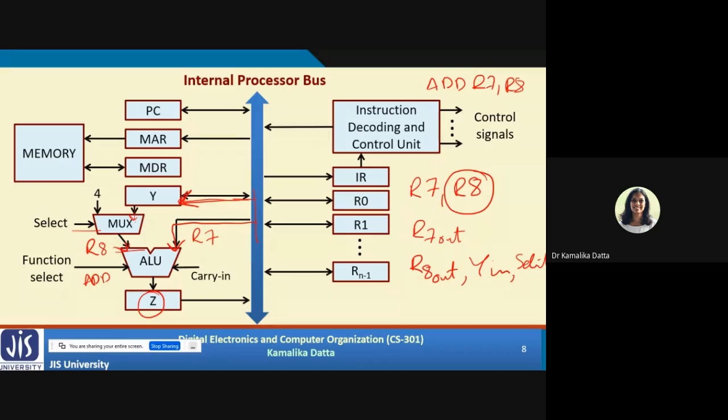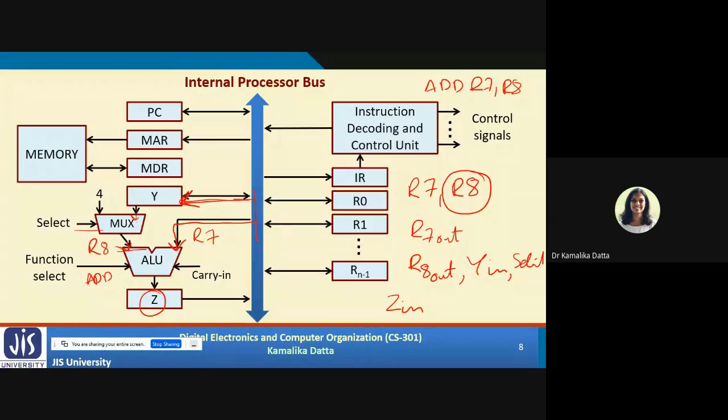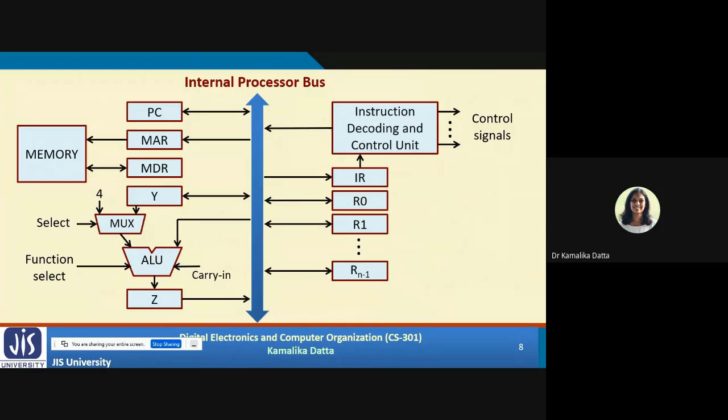After addition, what you have to do? You have to do Z in. After it is added, Z in. You can do all these operations in a single go, but we will see that in the next semester. I'm not wanting to complicate this at this point of time, but for now you understand that you need to do both R7 and R8 out such that it is available to ALU. You perform some operation and now the result will be available in Z. After the result is available in Z, you have to do Z out, and then from Z out, the data will be available in the bus.